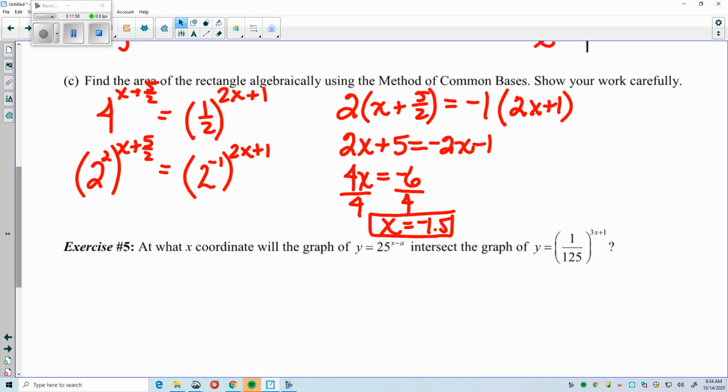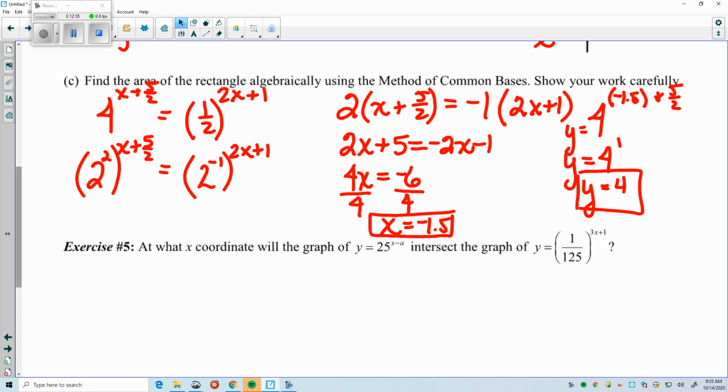Okay, so we still need to find the y value. And in order to find the y value, we're going to plug that back into one of our equations. I'm going to take the one with the base 4. So if I take the base 4, I have 4 raised to the negative 1.5, that's what we get for x, plus 5 halves. Negative 1.5 plus 5 halves is going to get me y equaling 4 to the first power, which is going to tell me y is equal to 4.